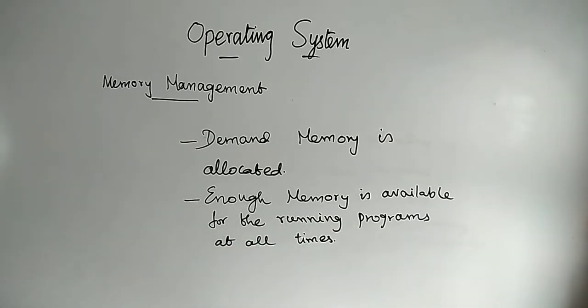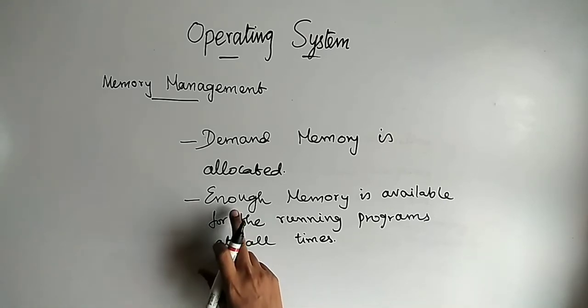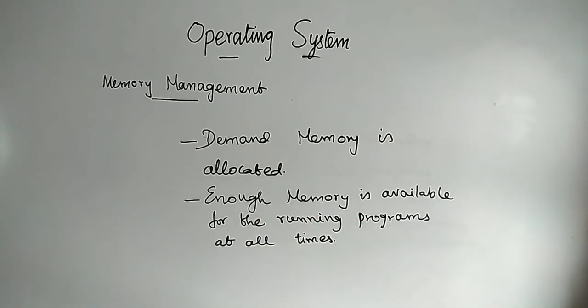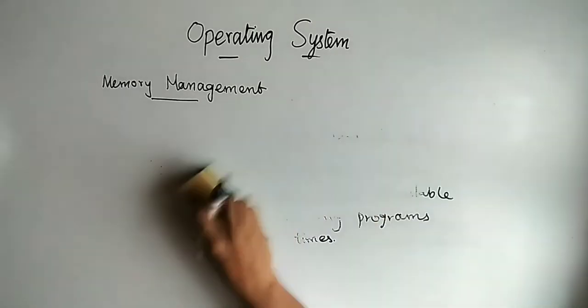That is, until the program finishes running, enough allocated memory must be available. While the program is running well, suddenly a message like 'memory full, memory is out' should not be displayed. So the operating system must manage that also: enough memory is available for the running program at all times. These must be managed by the operating system under memory management.